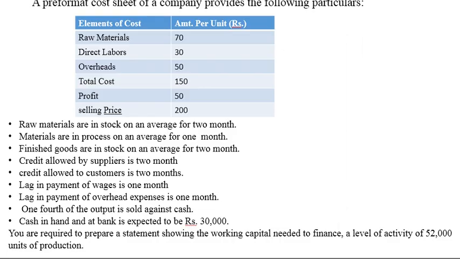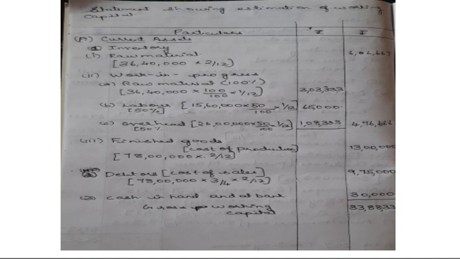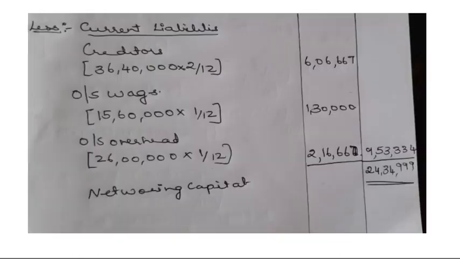So 3 by 4 into 2 months credit. 2 months it is given here, customers, it is 2 months. So 2 months credit. Cash in hand at bank, it's already given in the problem, 30,000. Now gross working capital is the total of all this. You will get 33 lakh 88,333. Okay. Then less current liabilities.